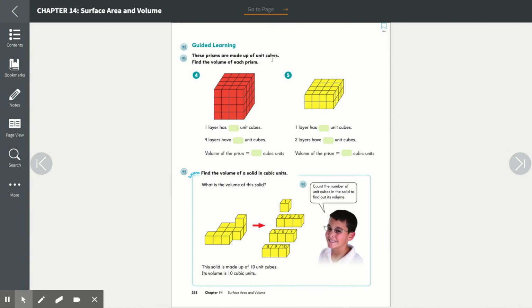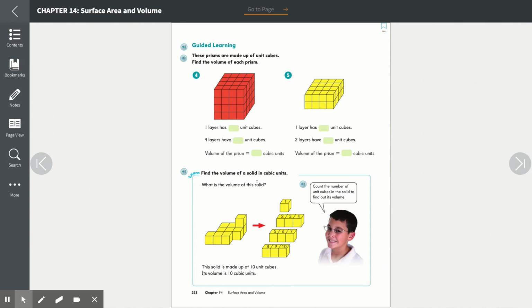These prisms are also made up of unit cubes. So if one layer has 1, 2, 3, 4, 5, 6, 7, 8, 9, 10, 11, 12, 13, 14, 15, 16, each layer has 16 cubic units in it, and then you have 4 layers. So 4 times 16 is how you would figure out the volume of this prism. Or this one has also one layer of 16, but it has 2 layers. So you would do 2 times 16, which gives you your number of cubic units.